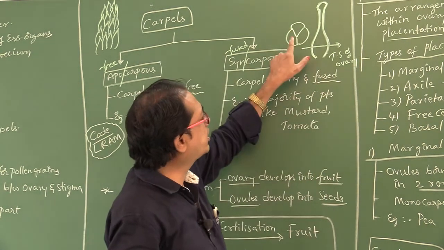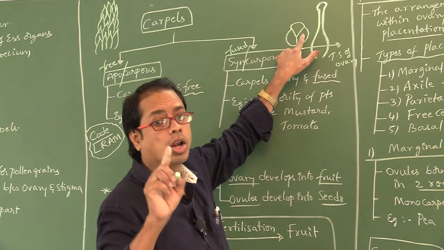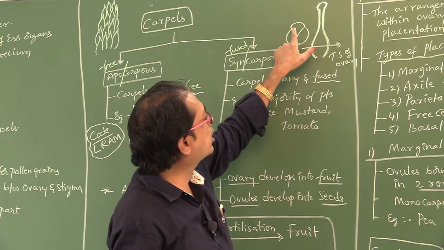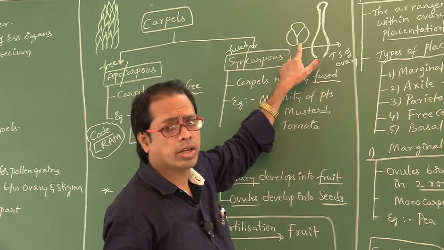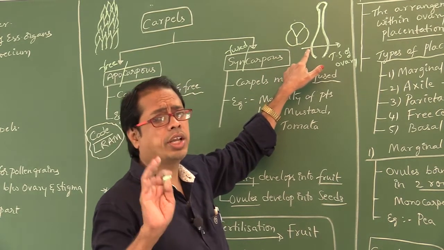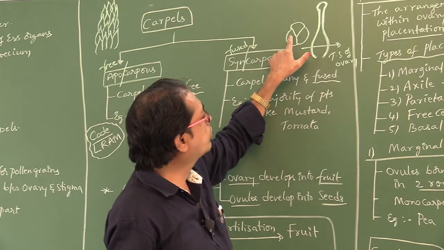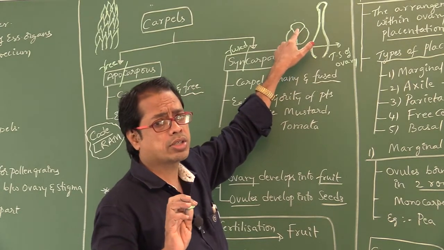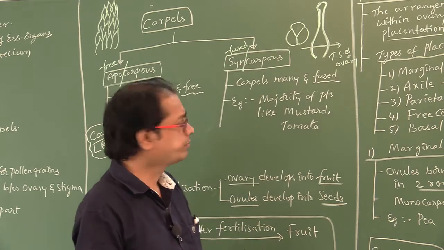The cavity present inside the carpel is called locule. This is a carpel, this is another carpel, this is another carpel. According to this diagram, 3 carpels. Locule means an inside empty chamber. 3 carpels, 3 locules, right.